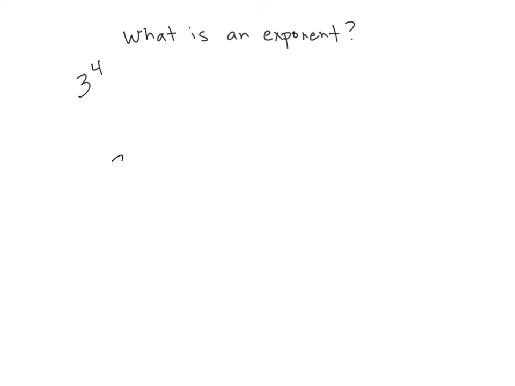The way people go wrong is they say 3 times 4 equals 12. That is not what we're doing here. We're not doing multiplication. It means 3 times itself 4 times. So it would mean 3 times 3 times 3 times 3. You can see there's four 3's there.